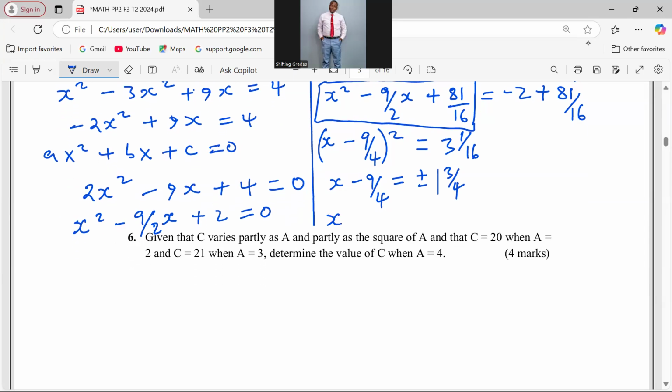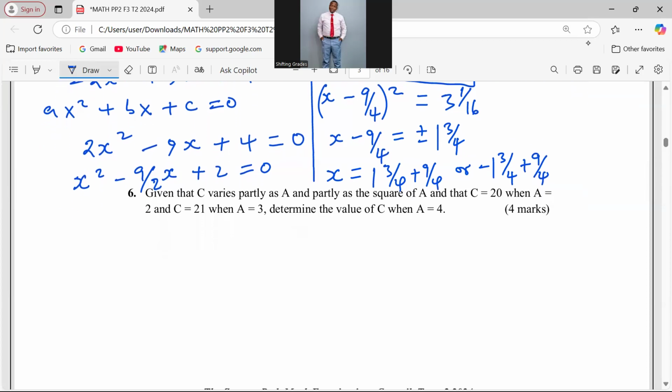So how do I get values of x, which are 2? I start with 1 and 3/4 plus 9 over 4, or negative 1 and 3/4 plus 9 over 4. So at this point now, x equals to, in the first case I'm getting 4, or x equals to, when I'm having negative 1.75 plus 9 over 4, then I'm getting 0.5, or simply a half.